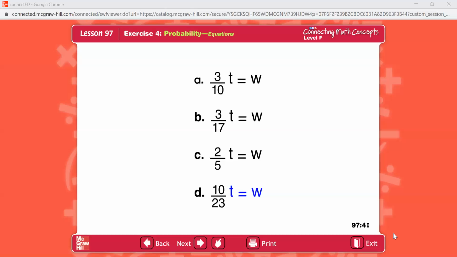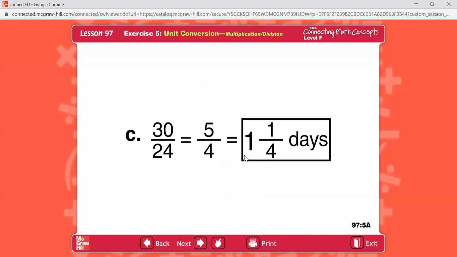Problem C, change 30 hours into days. Pause the video now. The problem you should have worked is 30 divided by 24. Write it as a fraction and simplify your answer. See the screen to explain. 30 divided by 24. You can reduce that down to 5/4 equals 1 1/4 days.